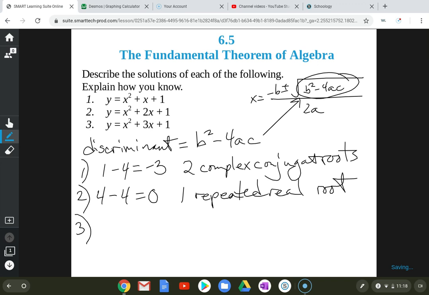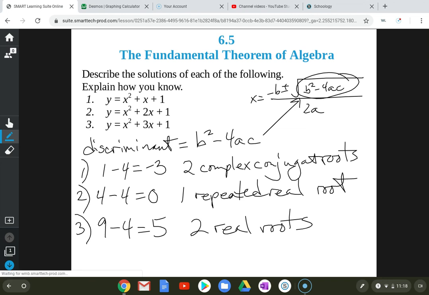And so we could also say that this is a single root with a multiplicity of 2. Finally, this third one, our b is 3, a is 1, c is 1. So we have a discriminant of 9 minus 4, which is positive. When you have a positive discriminant, it means you're going to have two real roots. All right, we don't have to actually find them. We just wanted to describe them. So a little review of discriminant.